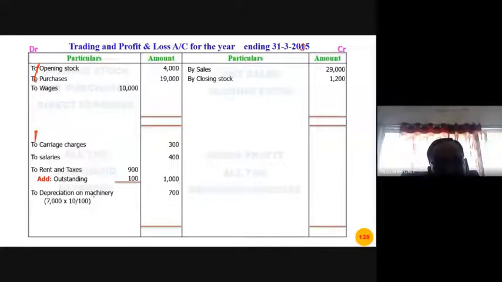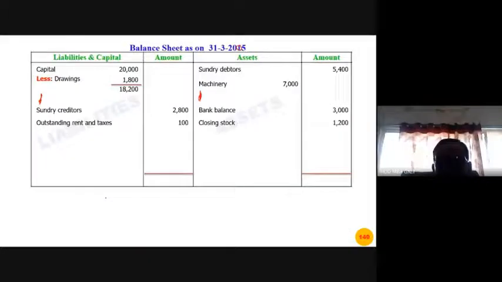Again it is to be deducted from the machinery on the asset side. We have already shown machinery in the inner column on the asset side of a balance sheet. Go to balance sheet now. Machinery we have already shown in the inner column. Now what we have to do? Since the machinery value gets reduced, it is to be deducted from here.